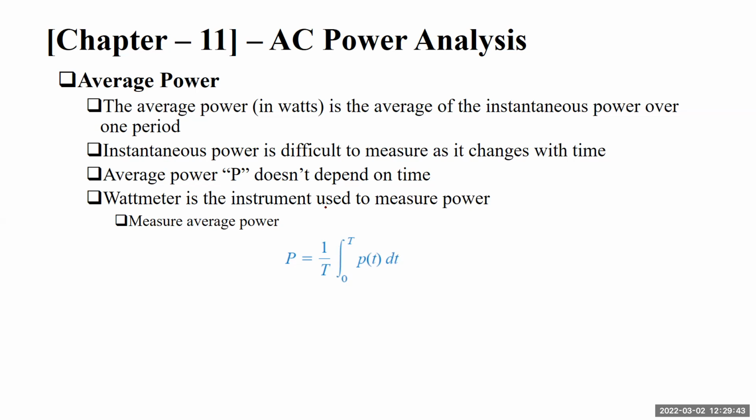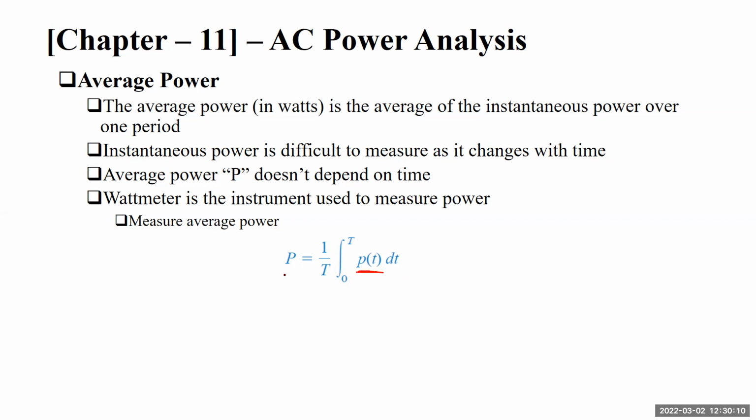It gives us the average value of power in a circuit, or that is absorbed or maybe supplied by a certain circuit element. And our devices, for example watt meters, which are extensively used in the industry or in actual measurement, can easily measure the average power rather than the instantaneous power. So average power is the average of the instantaneous power.